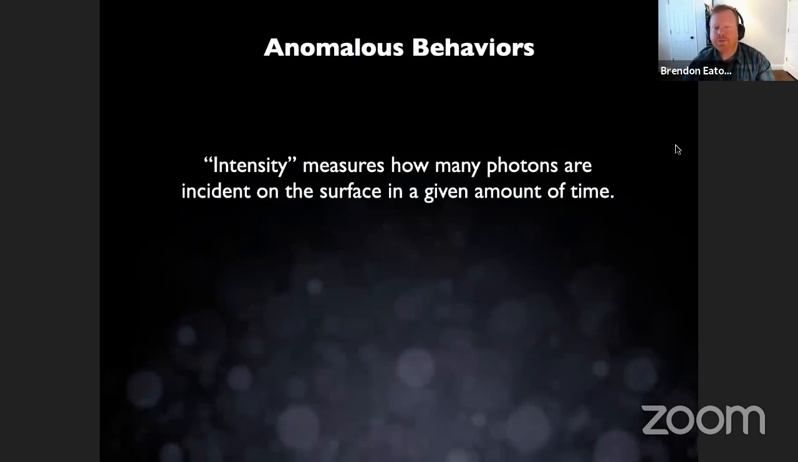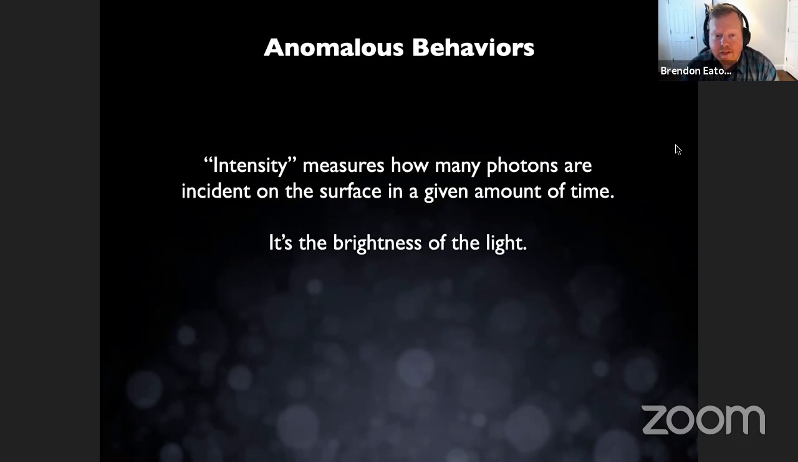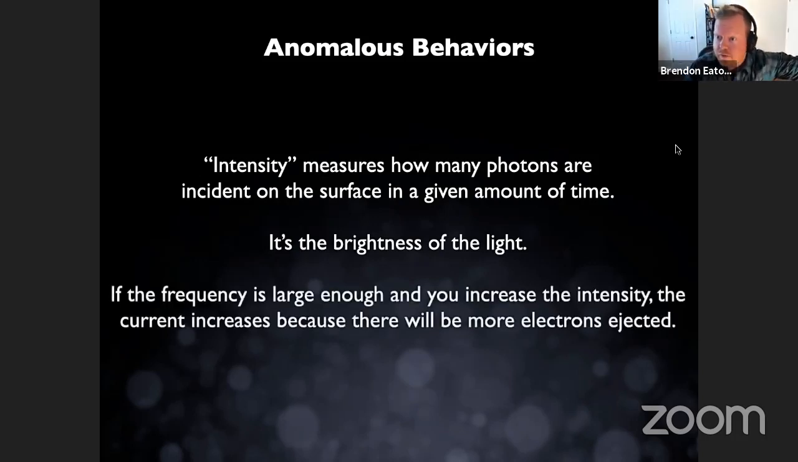All right, so just like Mr. Mancino was saying, the intensity of light is just the brightness of the light, and it only means how many photons are being emitted by the light bulb itself. So very few photons, a whole lot of photons. That's it. It's not about the energy. So if the frequency is large enough of those photons, you can increase the intensity. The current increases because there will be more electrons ejected. And remember, thinking about circuits, when we went over circuits in class, the current is simply the number of electrons per second. That's all it is.